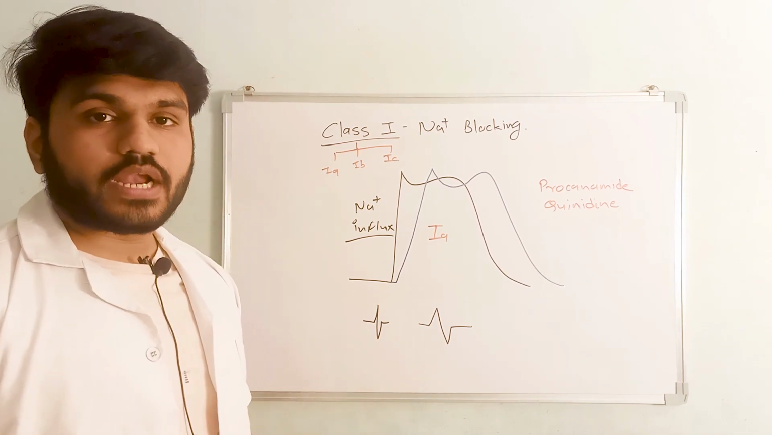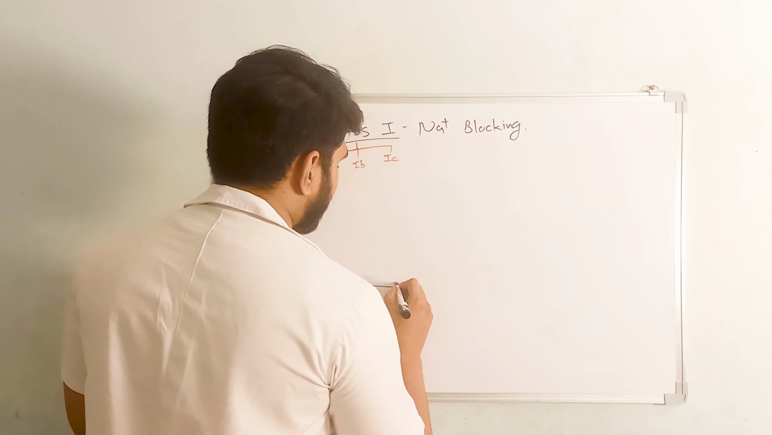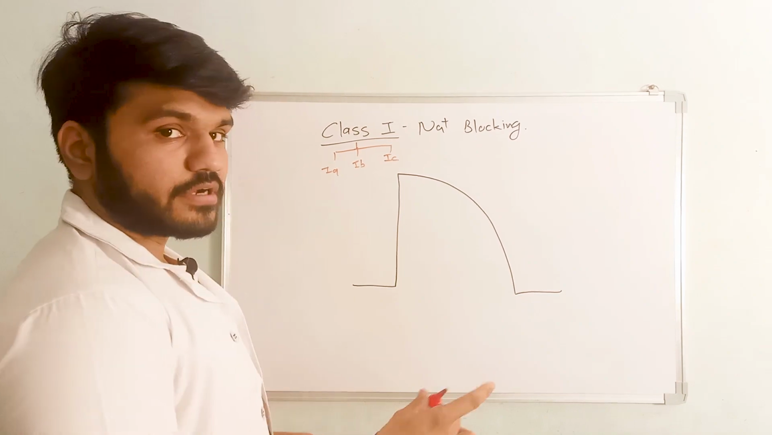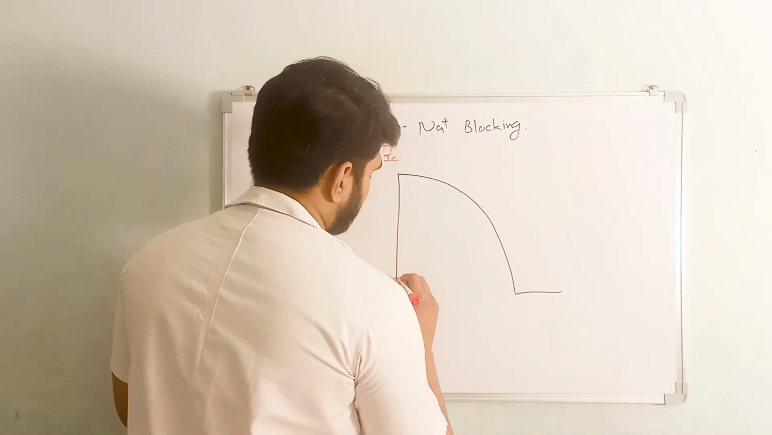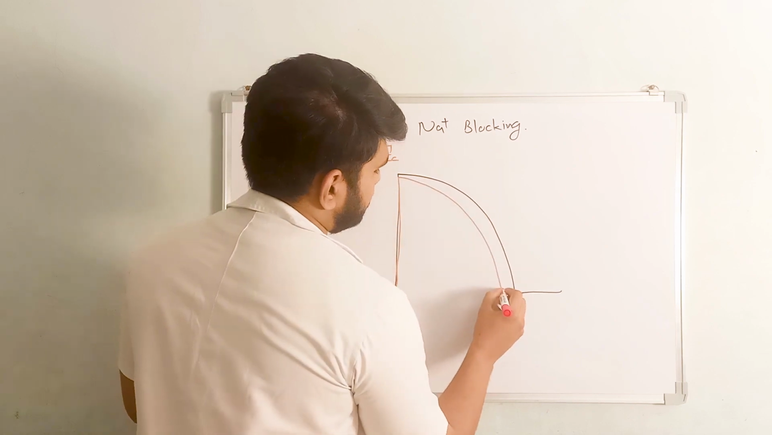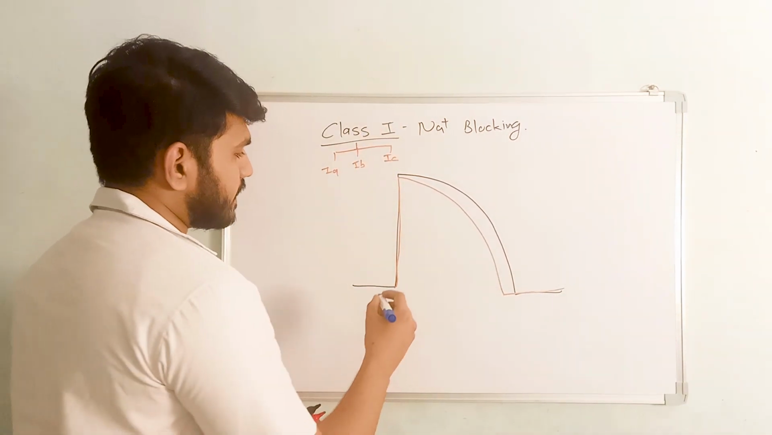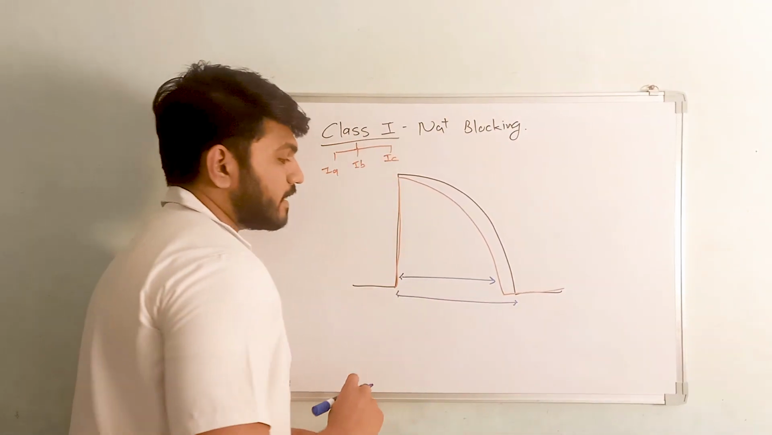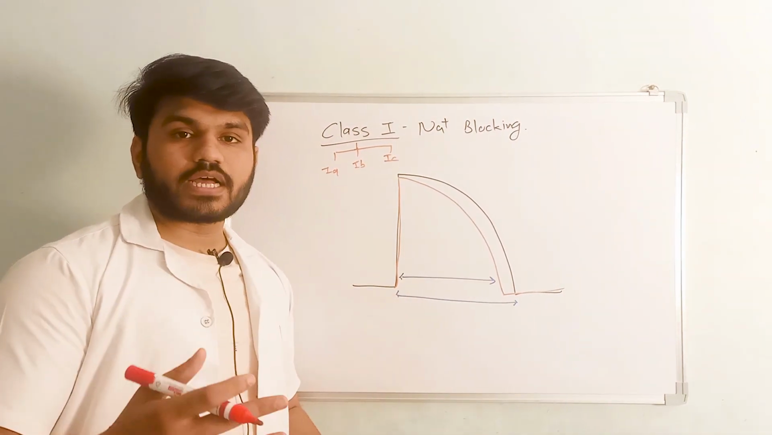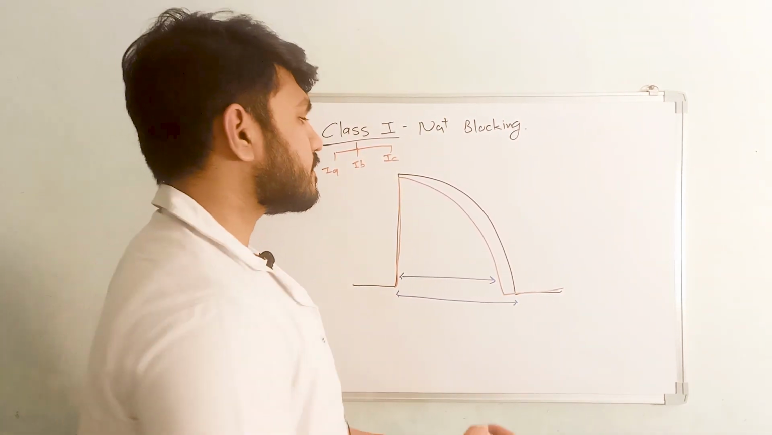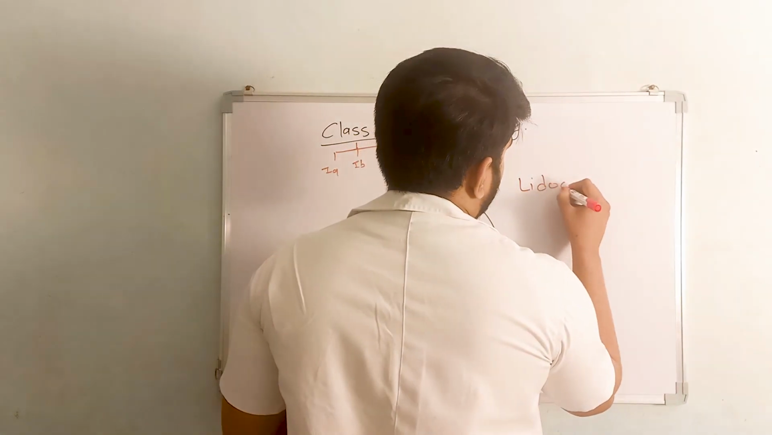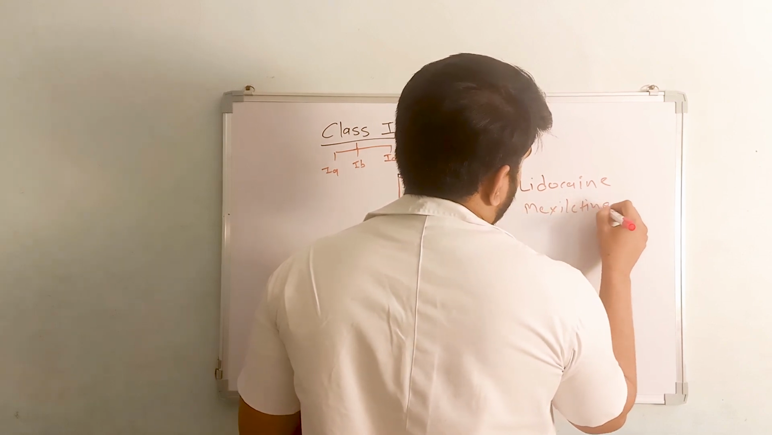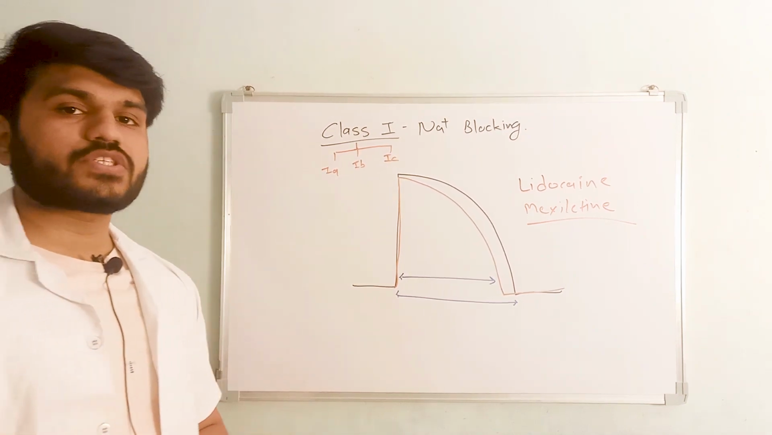Now we are going to move forward to class 1B. We are going to draw roughly like this. So this is our myocyte action potential. Class 1B drugs will look like this. Class 1B drugs will decrease the refractory period. This is our refractory period, and as you can see, it will decrease the refractory period. Examples of class 1B drugs are lidocaine and mexiletine. These are the classical examples of class 1B drugs.